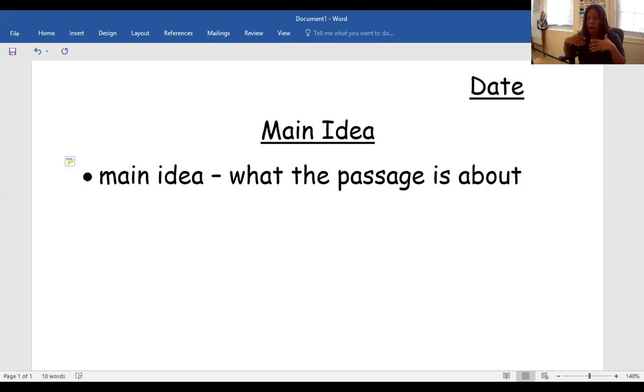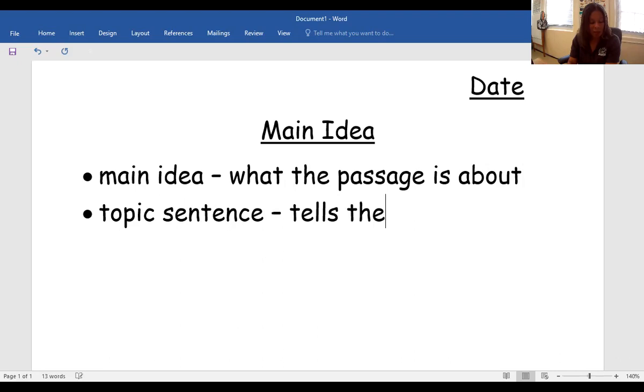Okay, so how do you find the main idea? Well, you're going to have to locate the topic sentence. So the topic sentence is normally the very first sentence in a passage, and it tells you exactly what the main idea is mostly. All right, so you have to look for the topic sentence. It's normally the very first sentence in a passage, and the topic sentence tells the main idea.